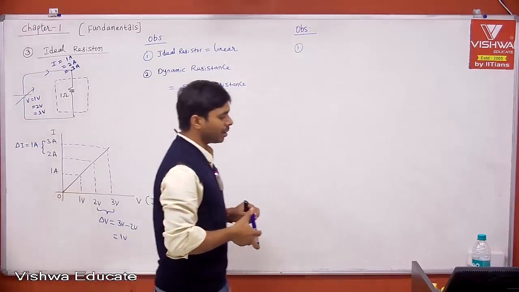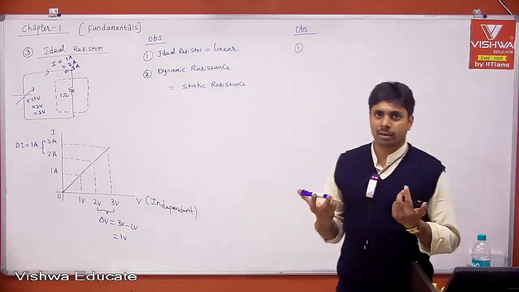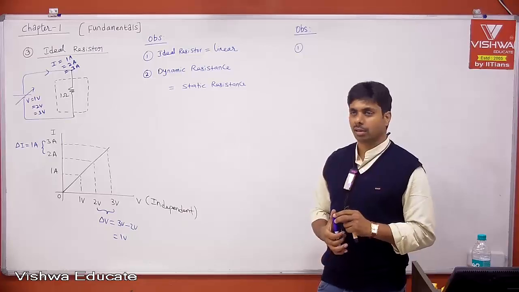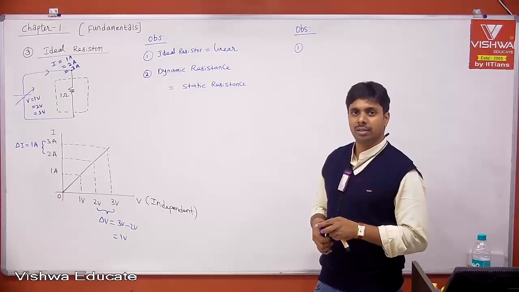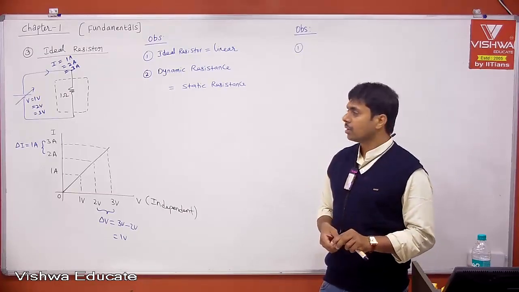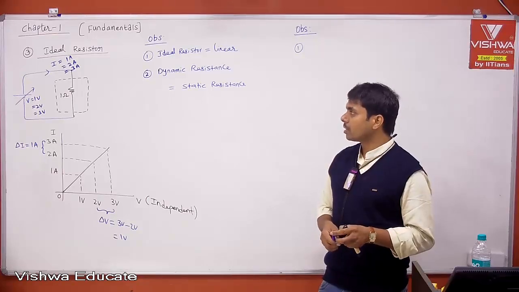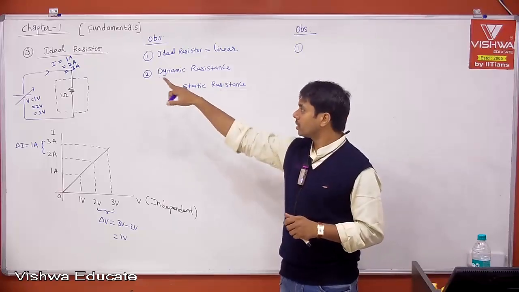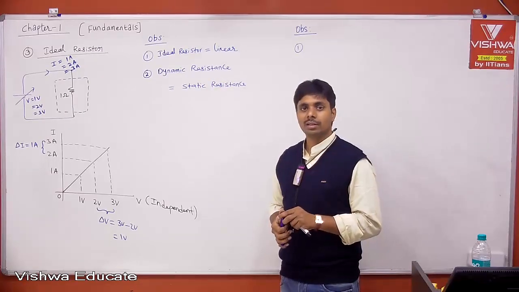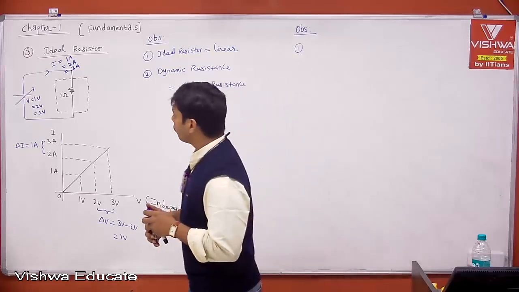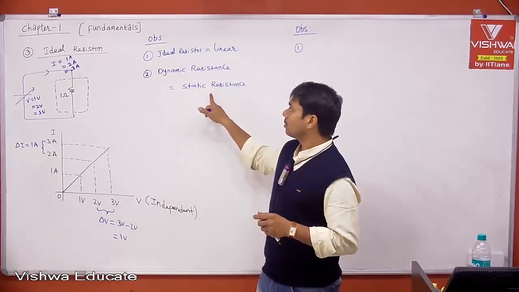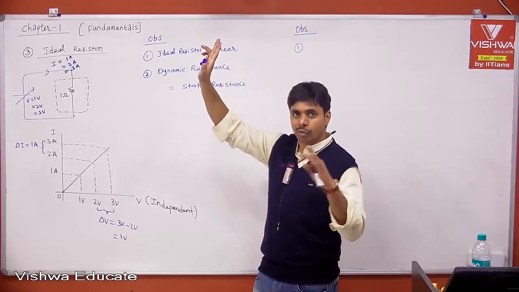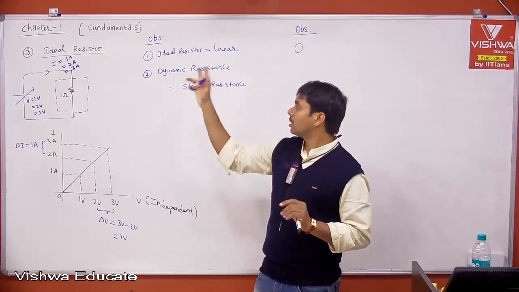What is your observation? Remember, observation could be many. Whatever you observed, that is the observation. Therefore, what did you observe till now? In the ideal voltage source and ideal current source, dynamic resistance is not equal to static resistance. But in the case of a resistor, both are the same, because it is linear. But voltage source and current source are not linear, which we want.